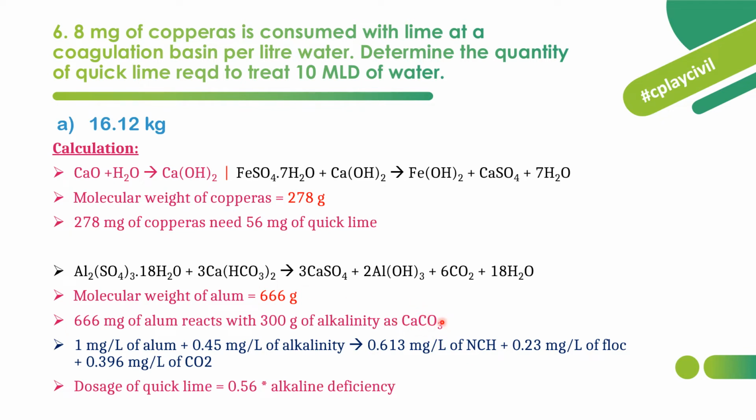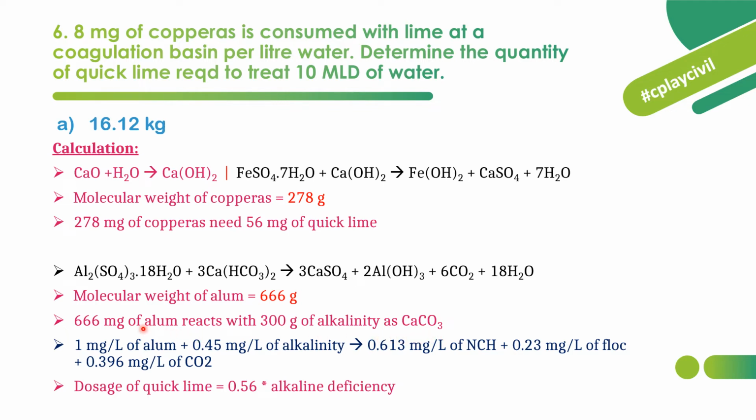Because CaCO3 on reacting with water gives calcium bicarbonate, that is why we are considering calcium carbonate as the alkalinity base value. In the previous case we used quicklime, so similarly here we are using calcium carbonate. 666 milligram of alum reacts with 300 milligram of calcium carbonate alkalinity.